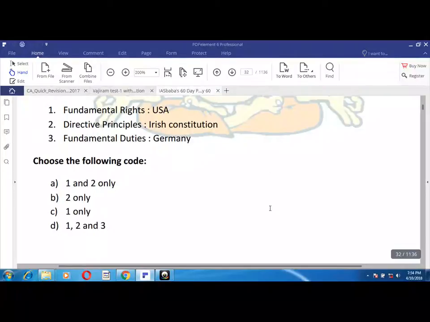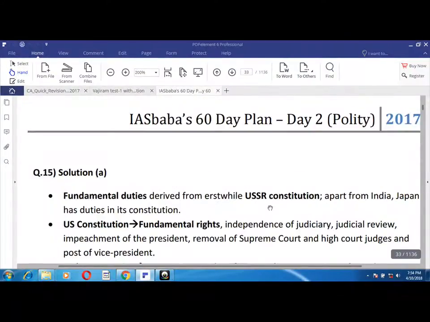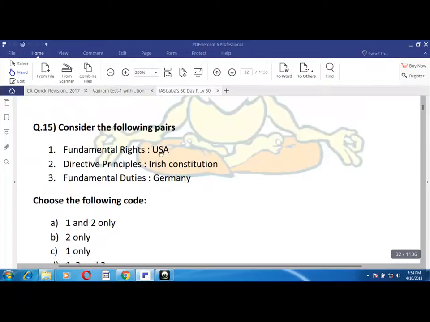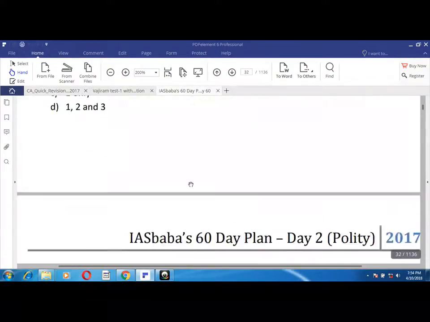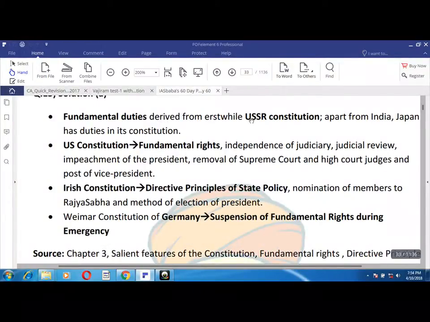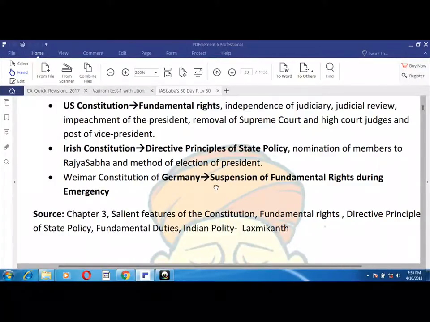Consider the following statements, following pairs. 1 and 2: Fundamental rights from the USA, and directive principles from the Irish constitution. Fundamental duties derived from the USSR constitution. The US constitution gave fundamental rights, independent judicial review, impeachment of the president, removal of Supreme Court or High Court judges, and the post of Vice President. The Irish constitution gave directive principles of state policy, nomination of members to Rajya Sabha and the method of election of the president. The Weimar Constitution of Germany gave suspension of fundamental rights during emergencies.